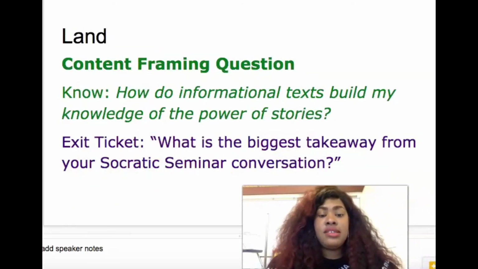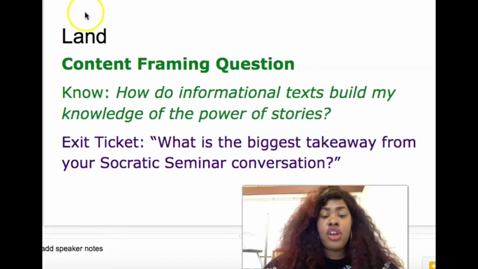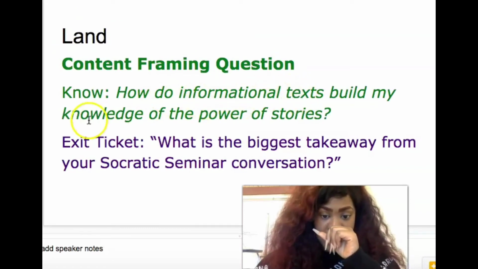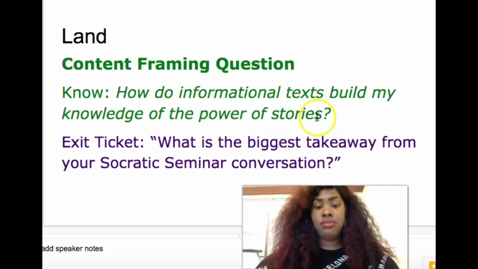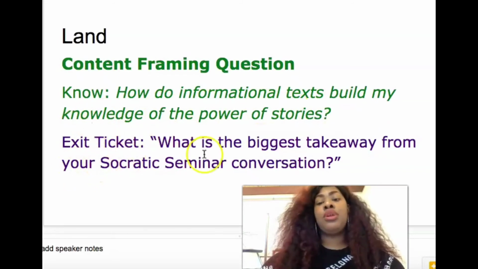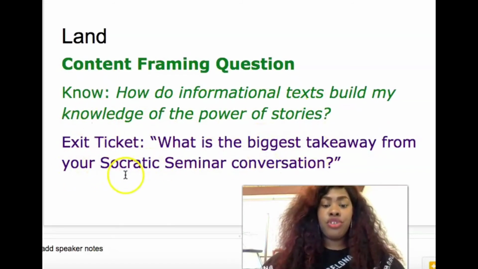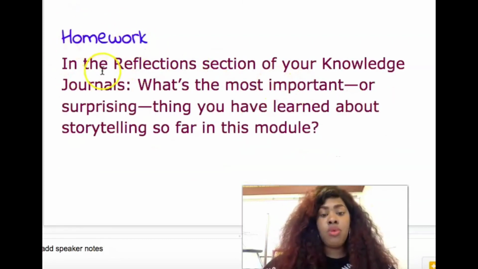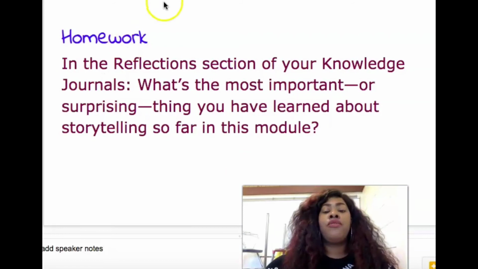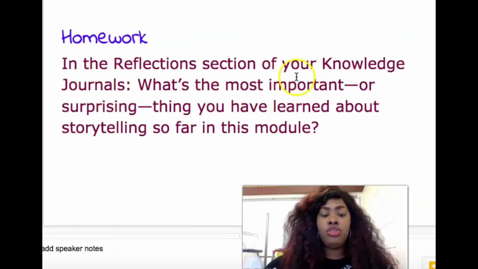So to end the lesson, we are in our Know stage of our content framing. And I want you to ask yourselves, how do informational texts build my knowledge of the power of stories? Your exit ticket is, what is the biggest takeaway from your Socratic seminar conversation that you've had? For homework, I want you to look at your reflection section of your knowledge journal. What's the most important or surprising thing you have learned about storytelling so far in this module?